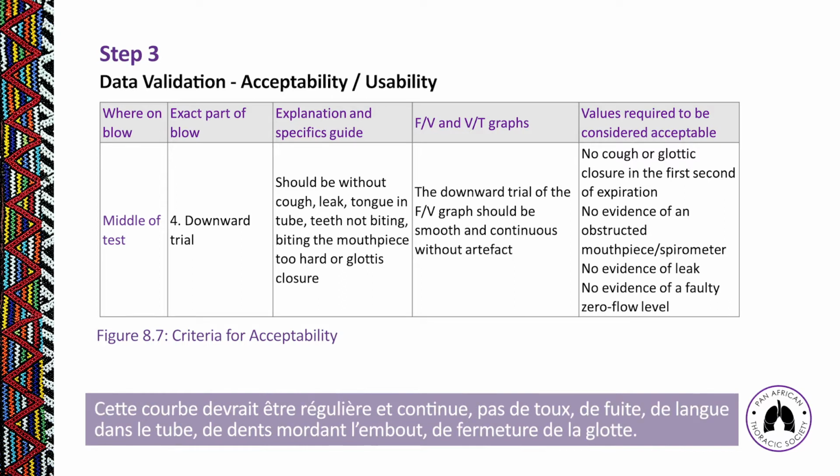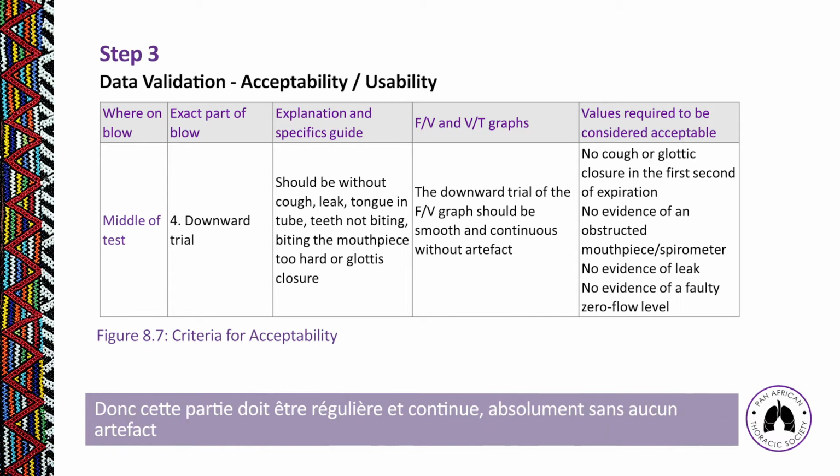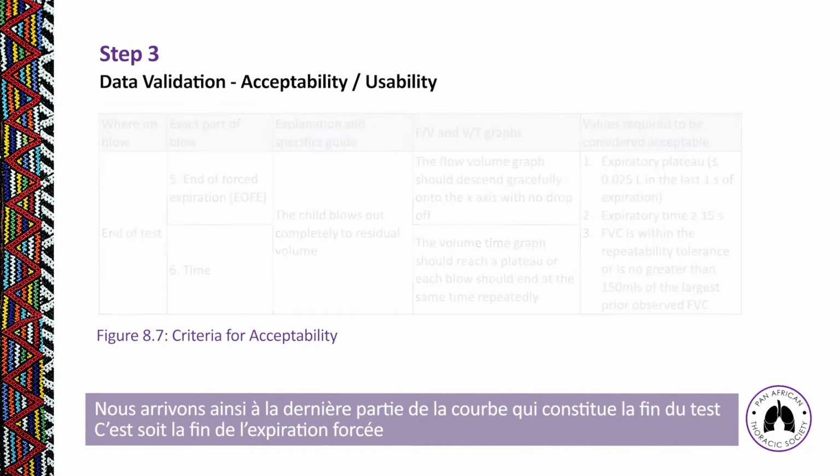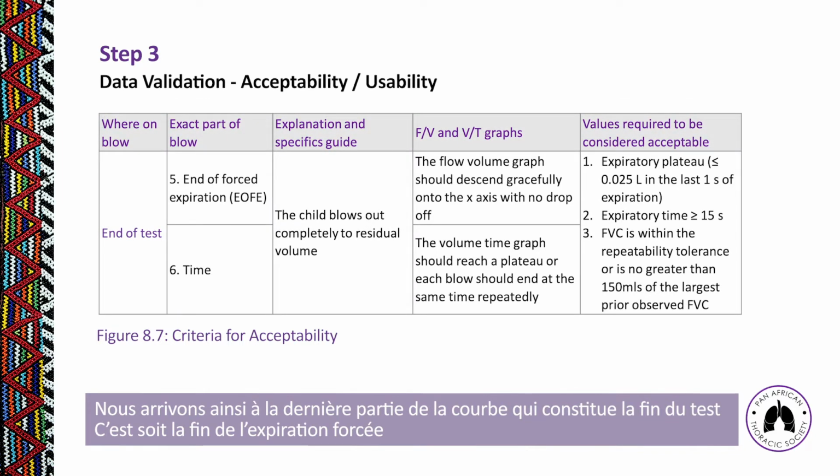The downward curve of the blow should be smooth and continuous with no cough, no leak, no tongue in the tube, no teeth biting, not biting the mouthpiece too hard, or any glottis closure. So the downward curve should be absolutely smooth and continuous with no artifacts at all in that portion of the graph. Then we come to the last part of the graph, which is the end of the test.